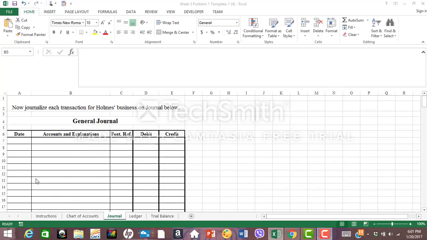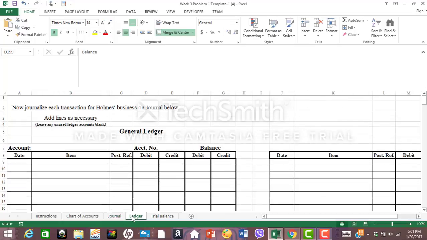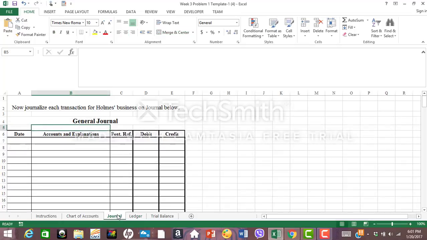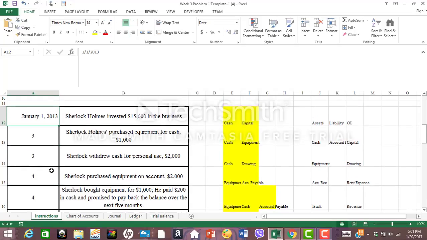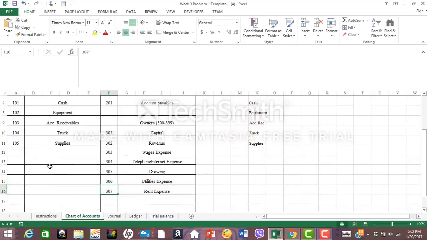All right, this is the second part of problem one. We're going to do the ledger and the journal at the same time, so it's a little bit easier for us to follow. We'll start with the very first one. It says Sherlock Holmes invested $15,000 in the business on January 1st.